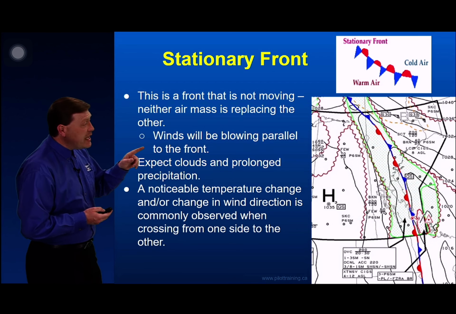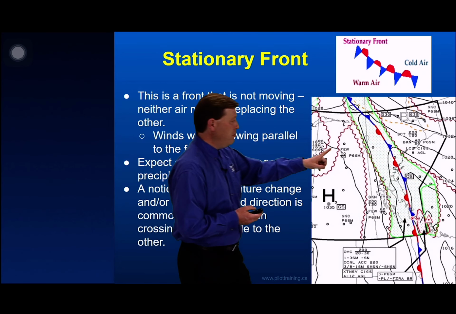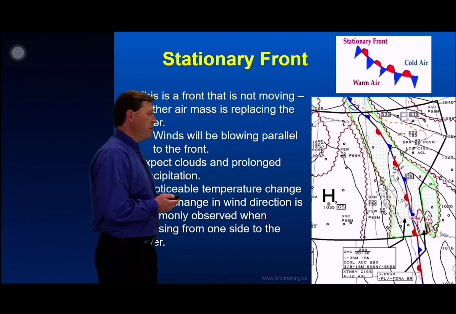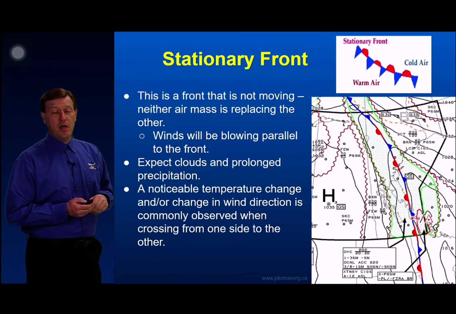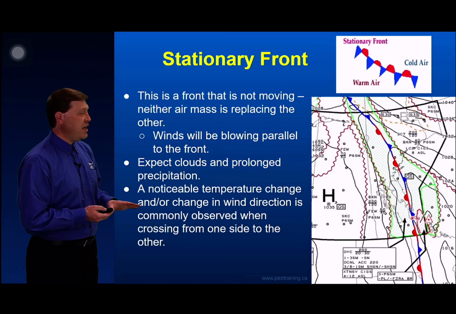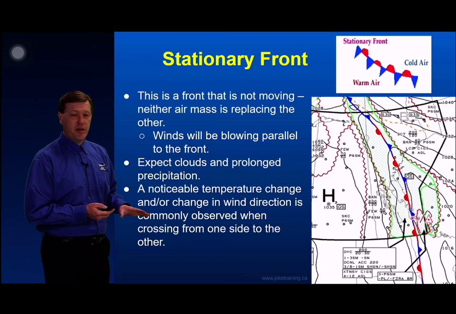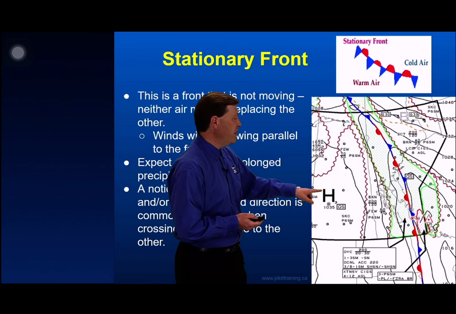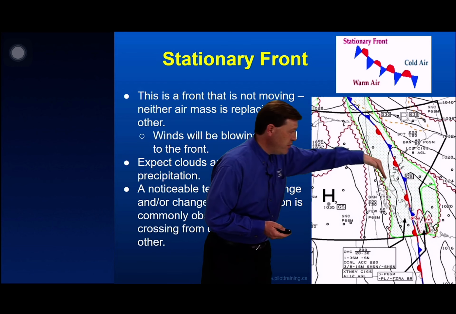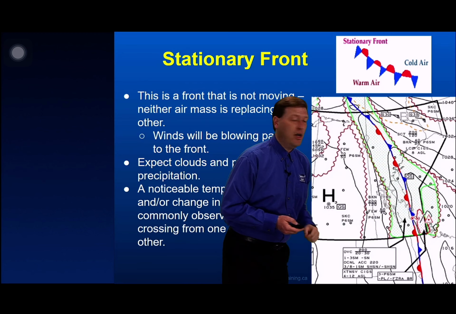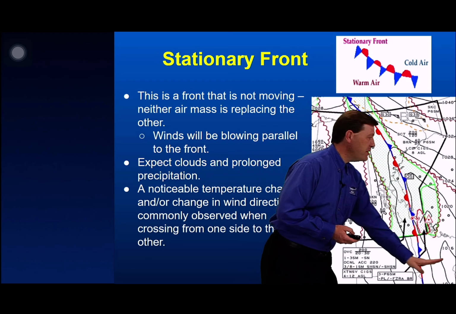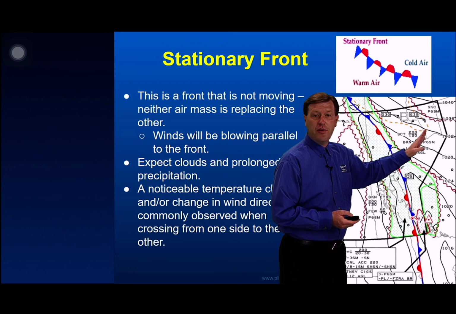Winds will blow parallel to a stationary front. You can see mostly the isobars are very close to parallel to the front. Precipitation, prolonged. Clouds, potentially prolonged. A noticeable temperature change and or wind direction is commonly observed. Remember, this high here is rotating clockwise, so I would expect the winds to be flowing parallel to this front from the north. Meanwhile, on the warm side, here's a couple of hints. You can see these isobars here. So I'm expecting these winds to be coming out of the south, like that.